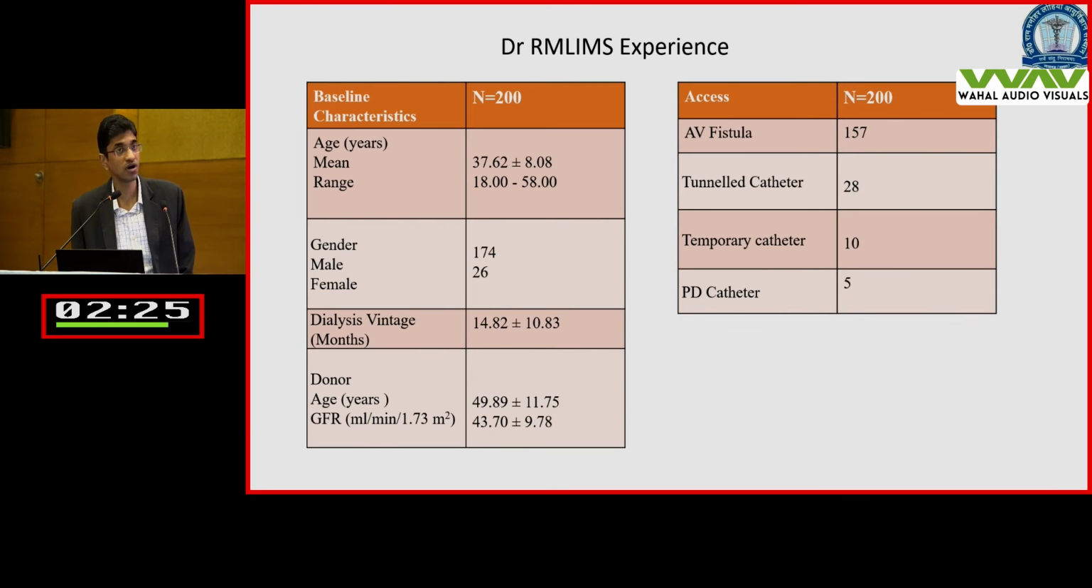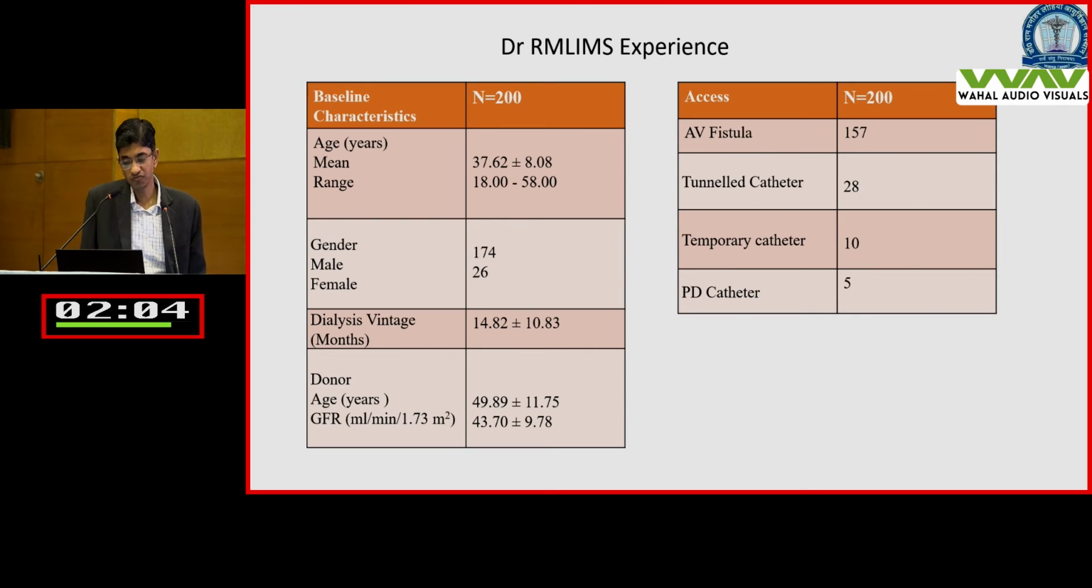A small data from our own center. This is the data for roughly around 200 patients. Our patients are mostly from the younger age group, 37 years is the mean age. We had predominantly male patients in our setting, with a dialysis vintage of more than a year.